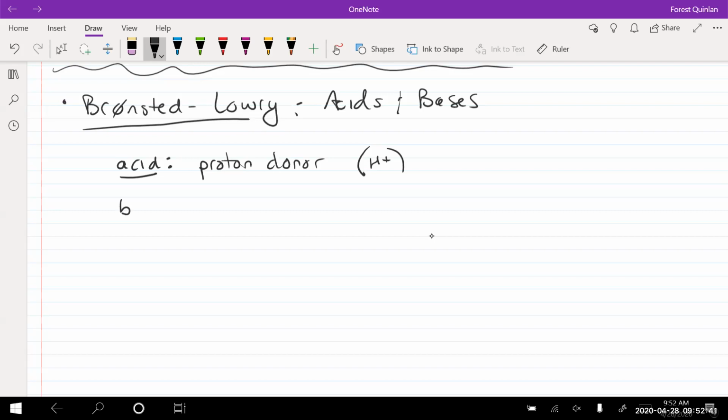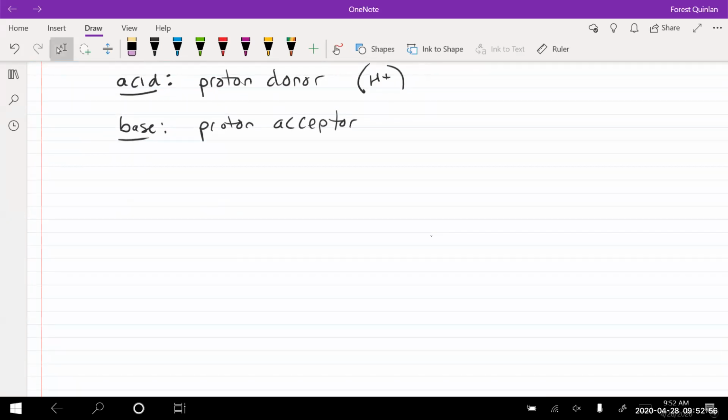Well, if not A, then B. Instead of donating, the base is going to be this proton acceptor. So it's going to actually take that H+. And you'll find that as we do this, it doesn't violate what Arrhenius said, but it just now expands who can do what. So I'm going to put a couple of them up here.